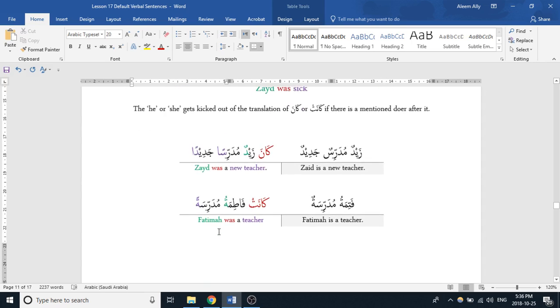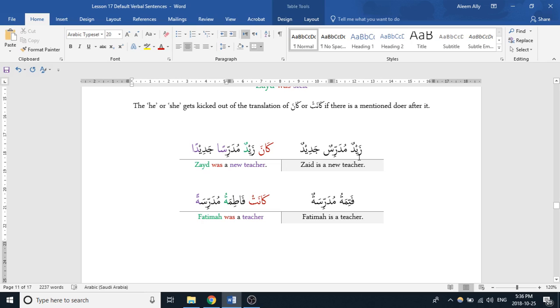Let's look at a few more examples. So here we have a regular nominal sentence, Zaydun mudarrisun jadidun, meaning Zayd is a new teacher. So what we have here is our mubtada, which is Zayd because it's definite. All proper names are definite. And then mudarrisun is indefinite, so it will serve as our khabar. Jadidun is actually describing mudarrisun. See, they match in the four properties. They're both indefinite, they're both masculine, they're both singular, and they're both in a state of rafa'. Therefore, we have a mawsuf sifa. Jadidun, which means new, is describing mudarrisun. So it'd be translated as new teacher. So Zayd is a new teacher.